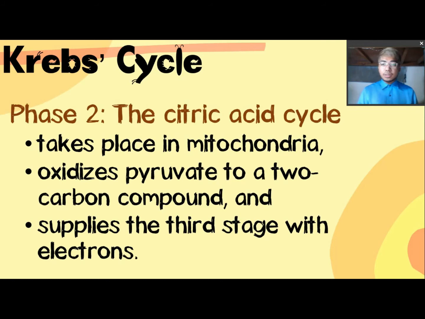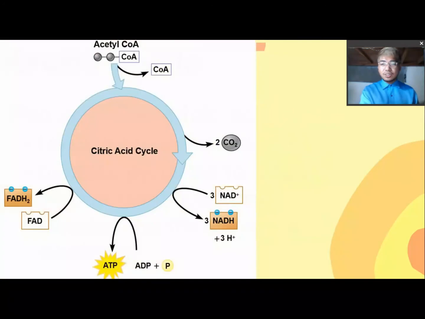For phase number 2, known as the citric acid cycle, or the Krebs cycle, it takes place inside the mitochondrion, and it will start with the presence of an oxidized pyruvate known as acetyl coenzyme A. And the Krebs cycle, as a summary, will supply the third stage of aerobic respiration with electrons. Since the last part, we are now going to utilize the different products that were created, known as the NADH and the FADH2 that will be utilized and created here in the citric acid cycle.